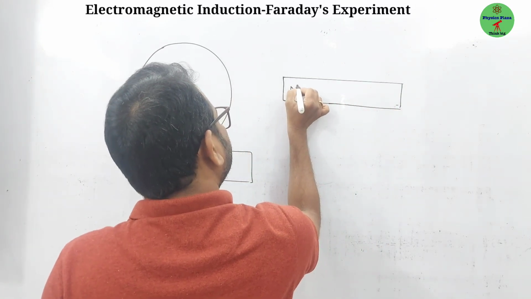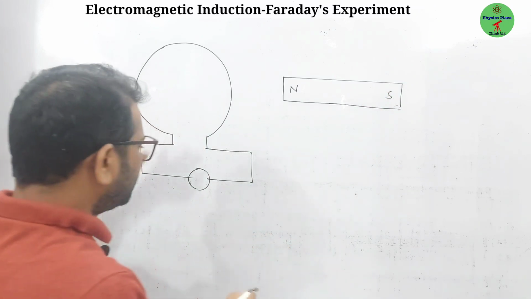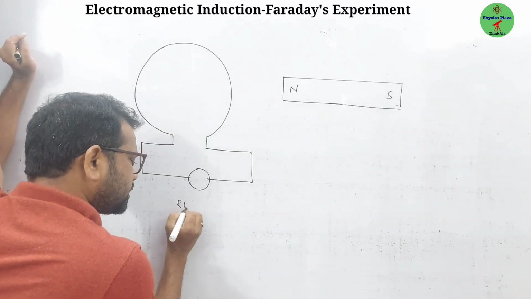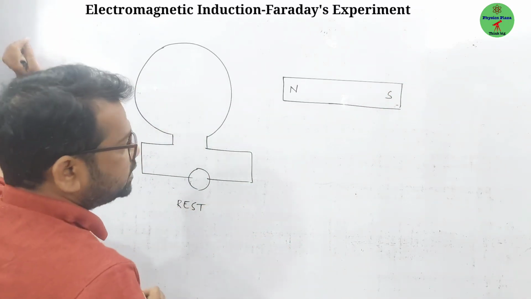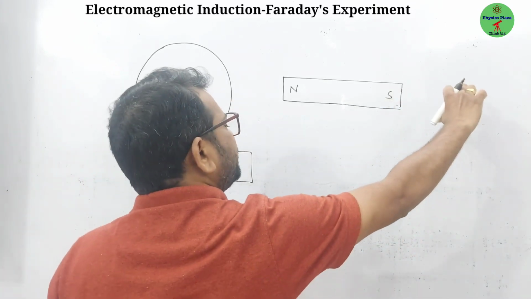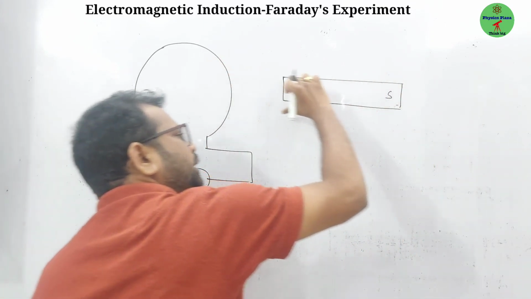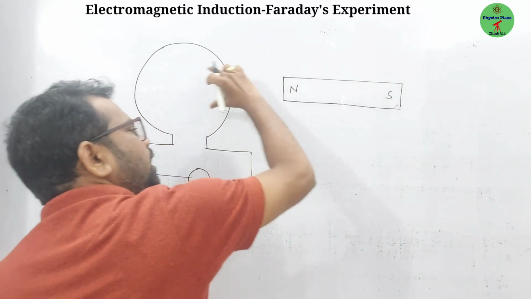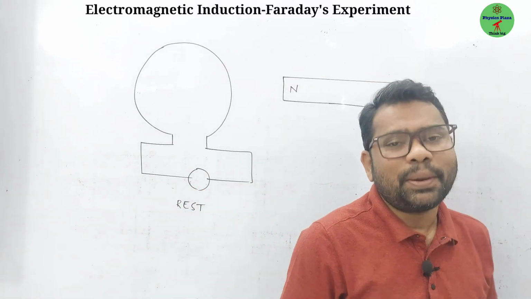Let us say here is a north pole and a south pole. Children, let us say this coil is at rest. Now we are bringing this magnet towards the coil, taking it away from the coil, towards the coil, away from the coil. But what is happening, children?